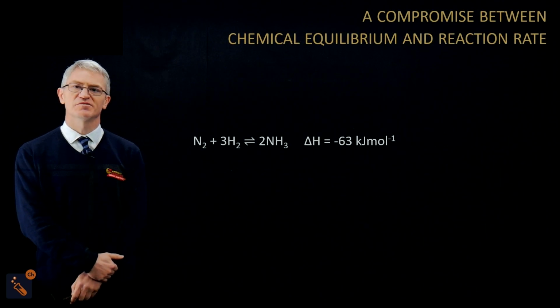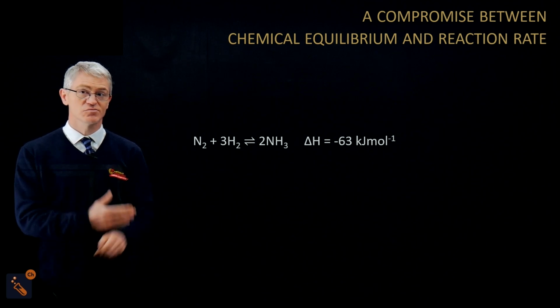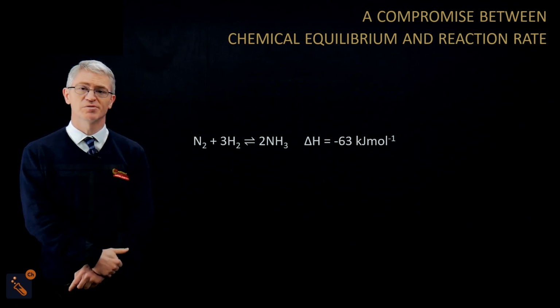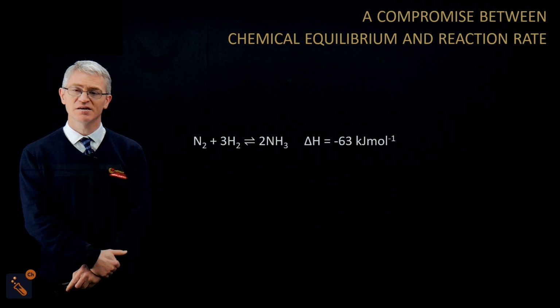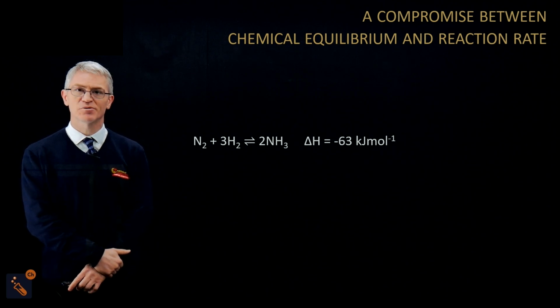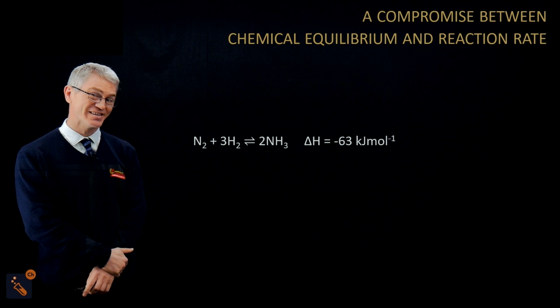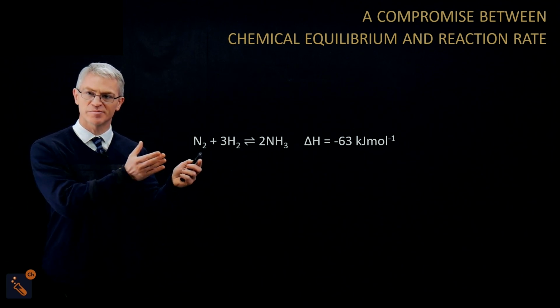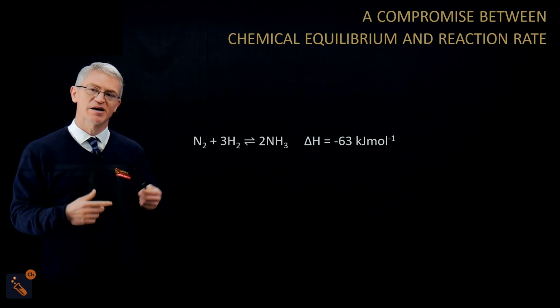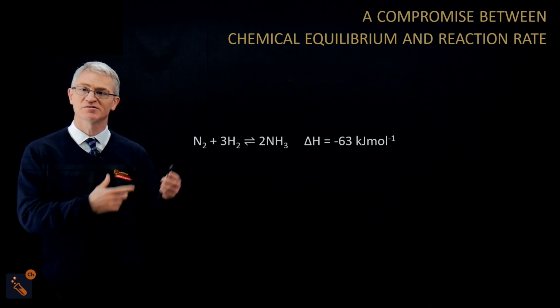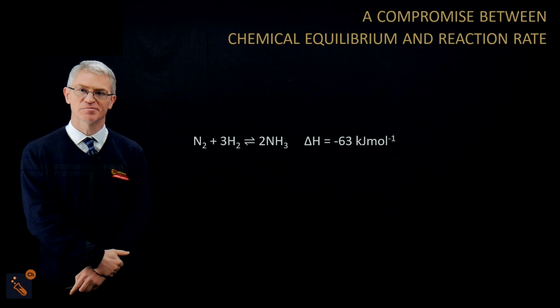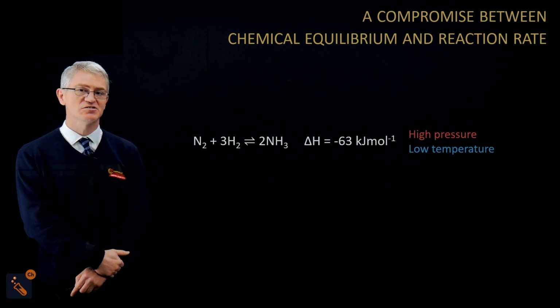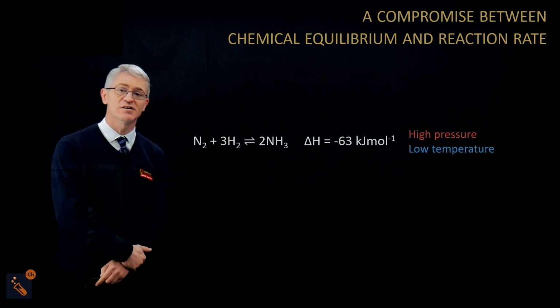We're now going to talk about the compromise between yield, which is decided by chemical equilibrium, and the reaction rate. They are completely separate in terms of how you think of it in terms of industry. So let's think about this in terms of industry. We've got the Haber process. Now this question can be about different reactions and has been in the past, but most of the time it's about the Haber process. So the two conditions you need for the Haber process are high pressure and low temperature.